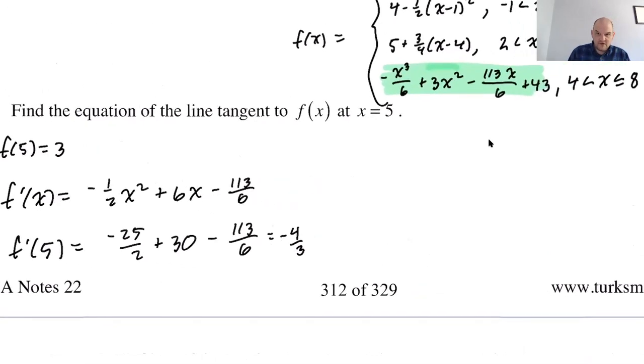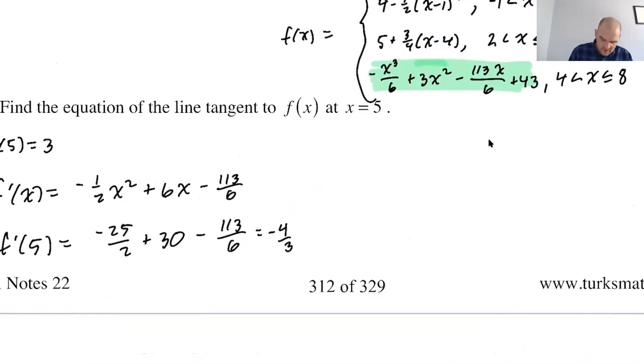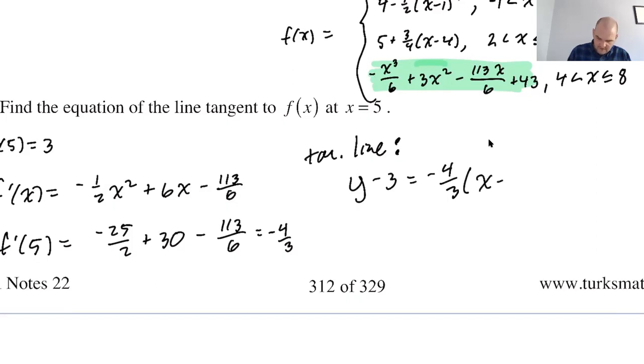All right, so then the equation of the line tangent is going to be y minus 3. So this is the tangent line. It is going to be y minus 3 equals negative 4/3 times x minus 5.